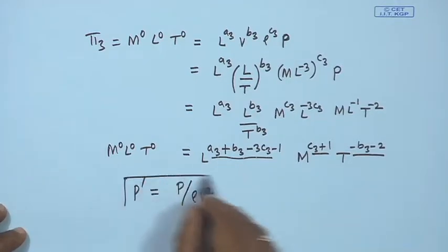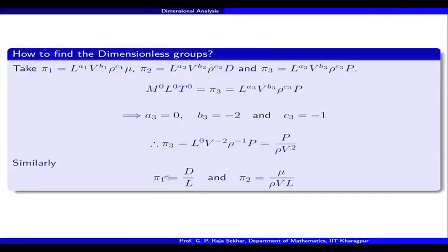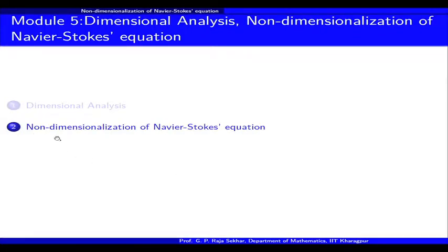So this is a non-dimensional pressure, and hence we can deal with non-dimensional quantities. Similarly, if we work through similar algebra, we get another two non-dimensional groups. One is d by L, another is mu by rho v L. With this non-dimensionalization, we are ready to go for the non-dimensionalization of the Navier-Stokes equations, which is very essential to understand additional insights on the Navier-Stokes. So that is the next section, non-dimensionalization of Navier-Stokes equation.